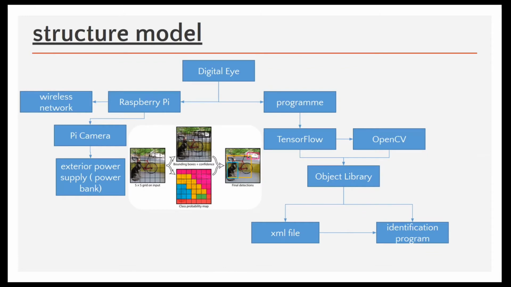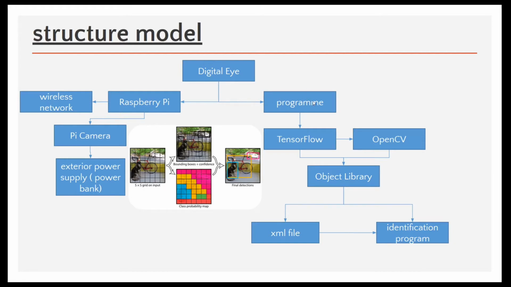This is my structure model. The Digital Eye has hardware components of the Raspberry Pi on the wireless network, as well as a Pi cam connected with a power bank at 20,000 milliamps.